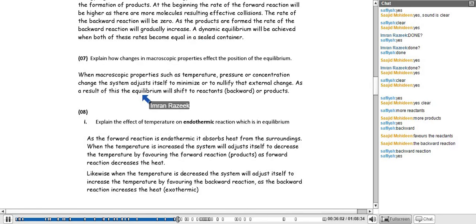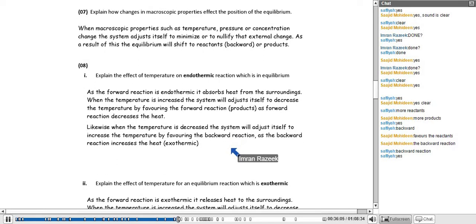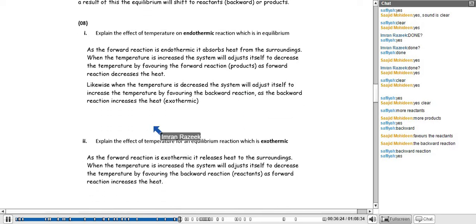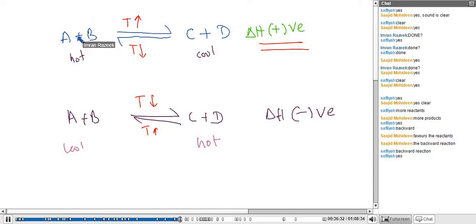So this is what I mentioned here. Effect of temperature. As a forward reaction is endothermic, it absorbs heat from the surroundings. If the temperature is increased, system will adjust itself to decrease temperature by favoring the forward reaction. More products, as forward reaction decreases the heat. Likewise, when the temperature is decreased, system will adjust itself to increase temperature by favoring the backward reaction, as backward reaction increases the heat. Exothermic. In the given space here, I'll copy the first reaction. Right? First reaction, endothermic, and all what I have written here. Copy this.